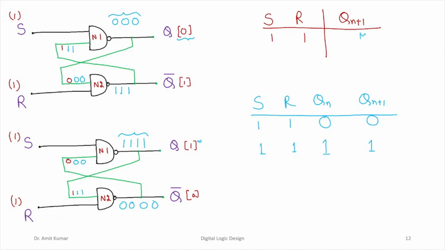We call this the memory or hold state, because this Qn plus 1 retains the same value that was present before the application of these inputs, right? So this is how we should understand the functionality of an SR latch using NAND gates.